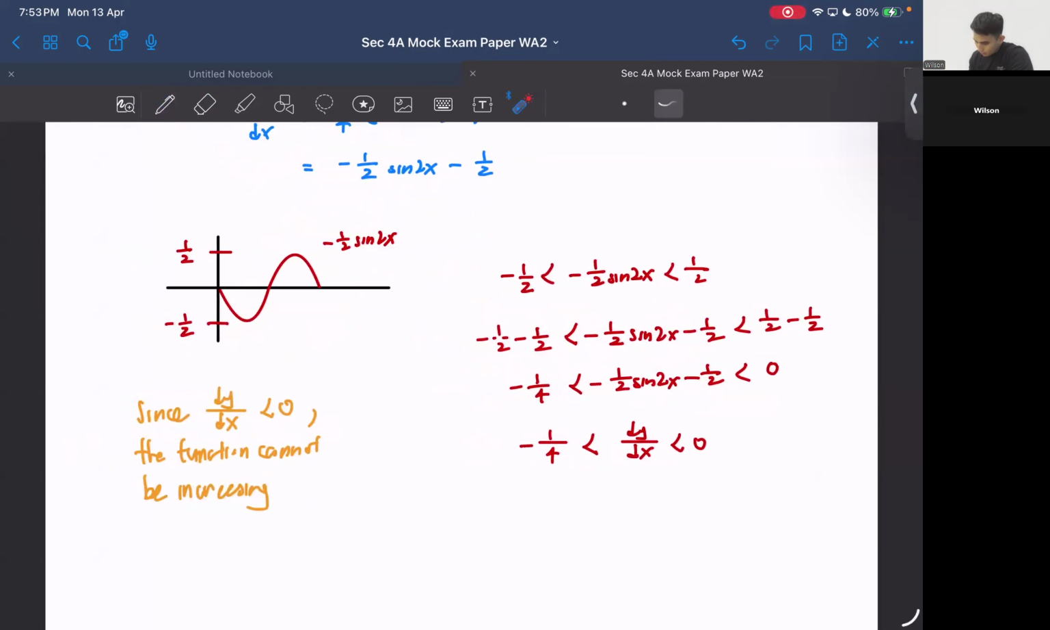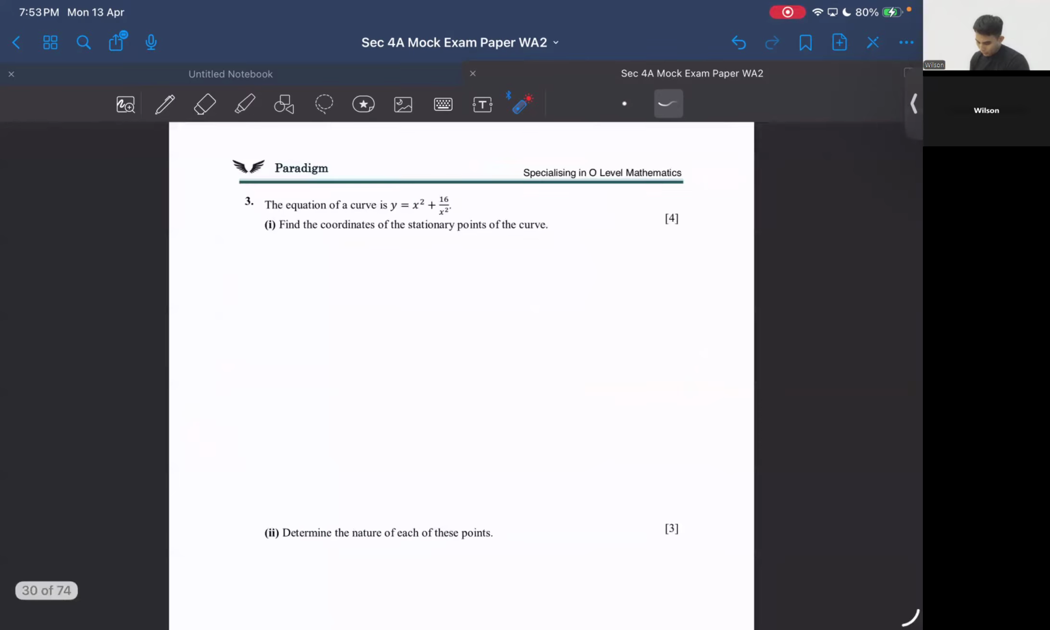Now, this part is something new for you because you never write in your trigo function before. So there is a range for your trigo, right? Up, down. This is your maximum. This is your minimum. Okay, so far. Now, second question.